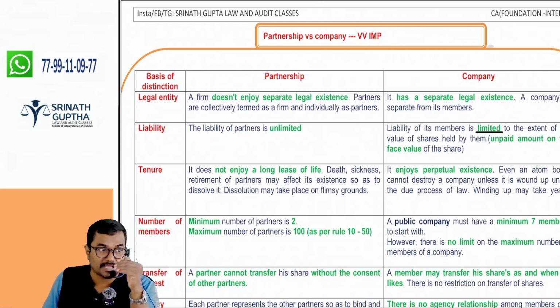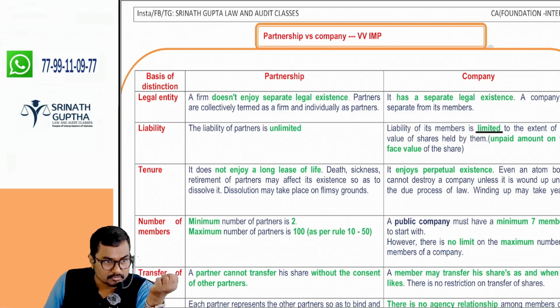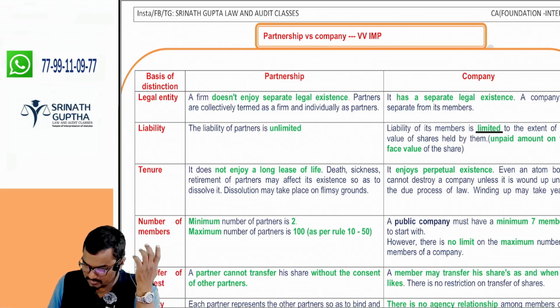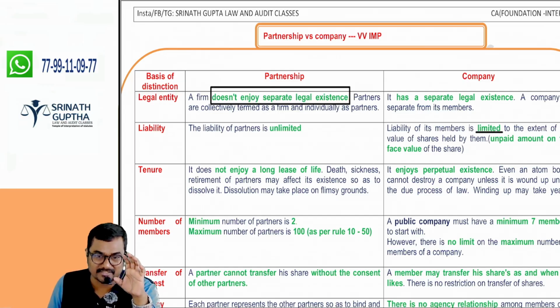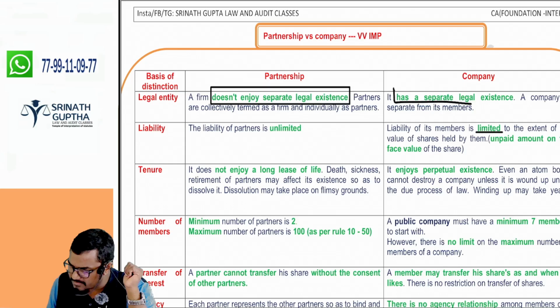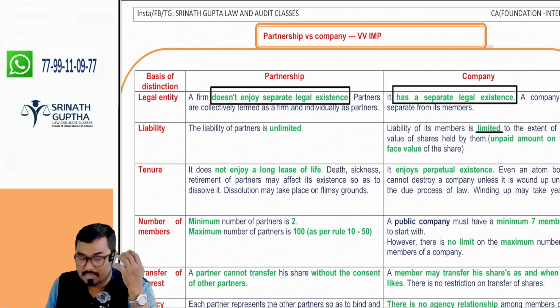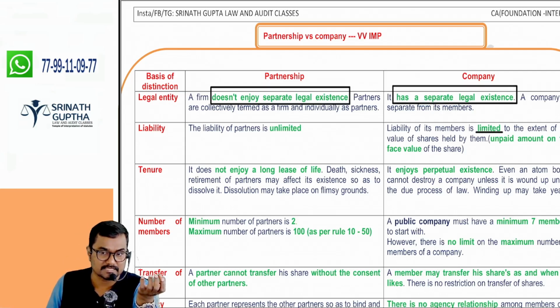But in case of company, the company is different and the member is different. Reliance is different, I am different. Even if I have shares in Reliance, I am different, Reliance is different. For example, Rajini, Sahiti, SG and Gopal forming a partnership firm, we all are one and the same. So partnership does not enjoy separate legal existence. There is no separate identity for a partnership, but a company has a separate legal existence. A company is a separate person in the eyes of law as per the Companies Act.